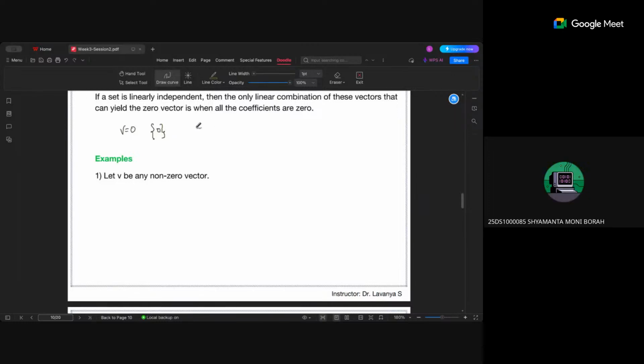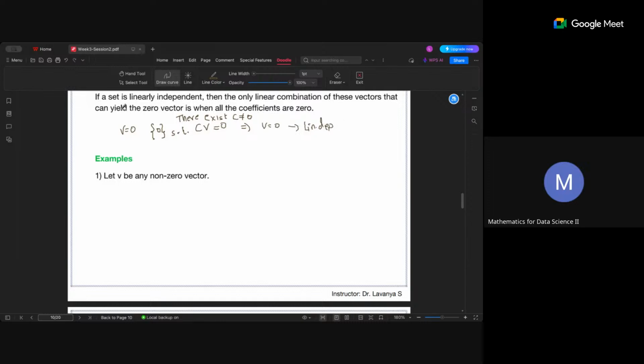I'm taking CV equal to 0. Do I have a non-zero solution for this or not? Yes. There exists C not equal to 0 such that CV is equal to 0. It means V is equal to 0, and this is linearly dependent. So if you consider just a singleton 0, it is linearly dependent.